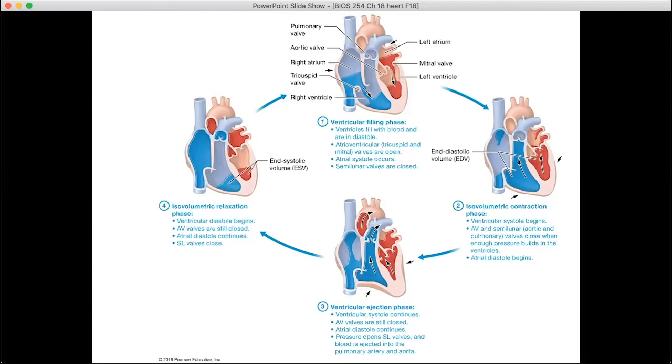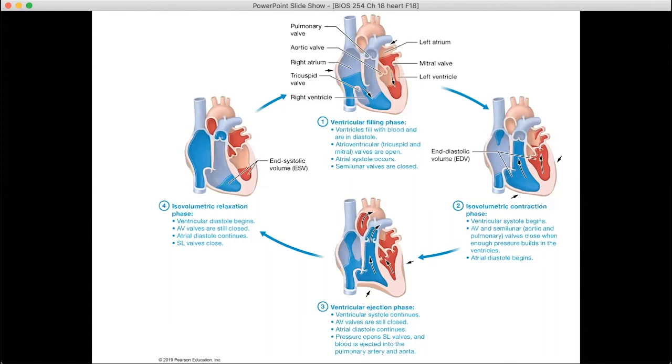Then we move on to the fourth phase, isovolumetric relaxation. What occurs here is, as soon as the pressure in the ventricles drops, the semilunar valves will close. Once again, you're going to have a closed ventricular chamber. So notice all of the valves are closed here, the AV valves as well as the semilunar valves. The difference is that the ventricles are relaxed. They are in diastole at this point. I'll talk about the end systolic volume and the end diastolic volume a little bit later when we get into cardiac output.